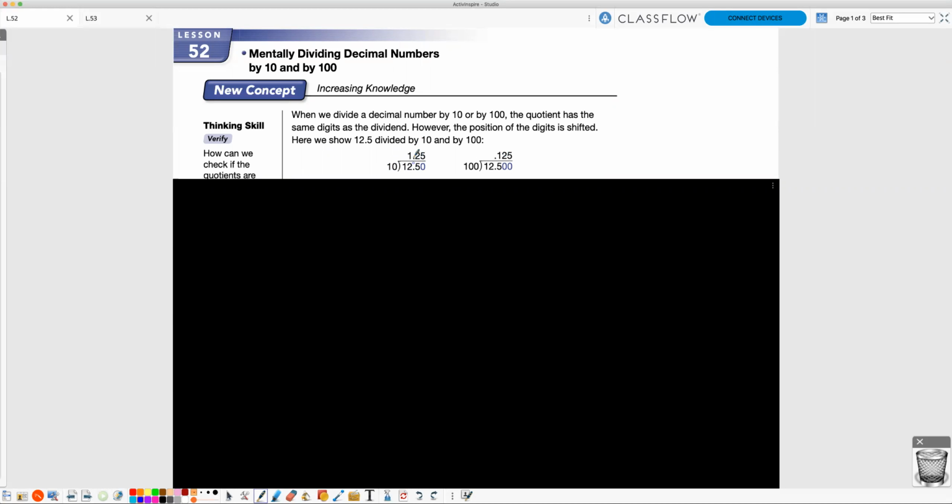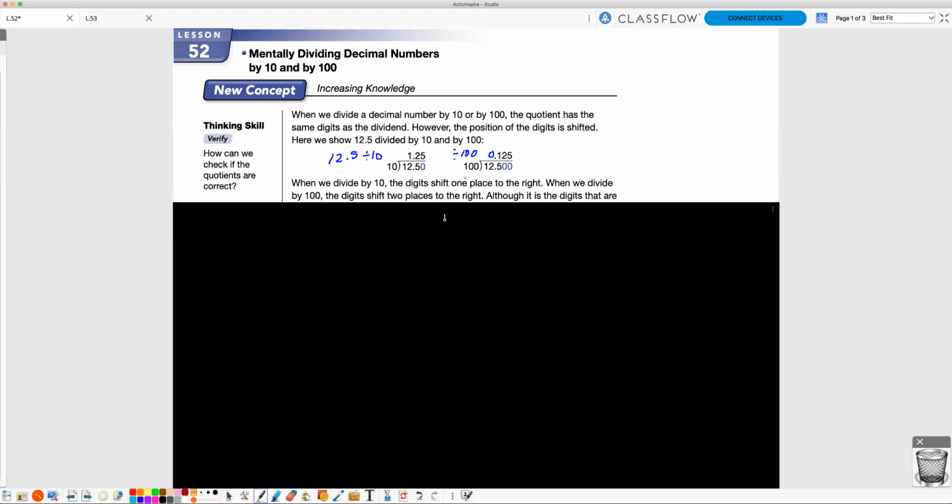The decimal comes straight up in the answer. So this one we had to add a few. So you can see in the end, the answer to this one would be 125 thousandths. This would be 1 and 25 hundredths. Remember, it was 12 and 5/10 divided by 10, and this one was divided by 100.